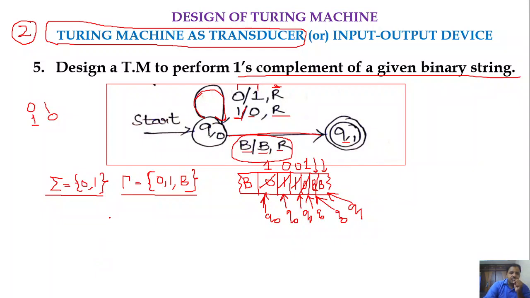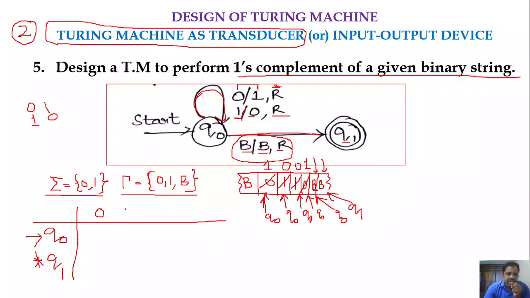Okay, so how do we construct the state transition table for this Turing machine? As I mentioned earlier, we have to write down the states first. We have states Q0 and Q1. Q0 is the initial state, Q1 is the final state. Next, here you are going to have tape symbols. Instead of sigma you have tape symbols. What are the symbols on the tape? 0 is there, 1 is there, blank is there.